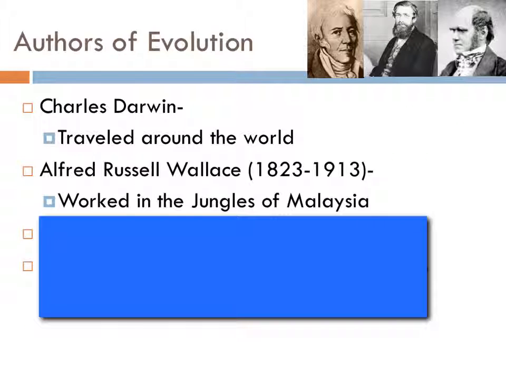The next two scientists, or naturalists, that we're going to talk about are Charles Darwin and Alfred Russel Wallace. One of these guys you've probably heard about a lot, and one of these guys you may never have heard about, but they actually had some of the same ideas.